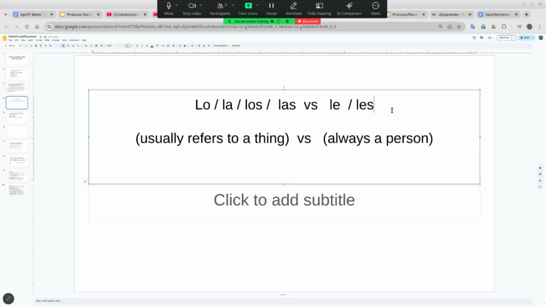Now, I want you to notice one thing. Le and les have no gender. Not masculine or feminine. Doesn't matter. But it means people. Always means people, right? Lo, la, los, or las usually are things, but they can be people in certain situations, depending on the context.